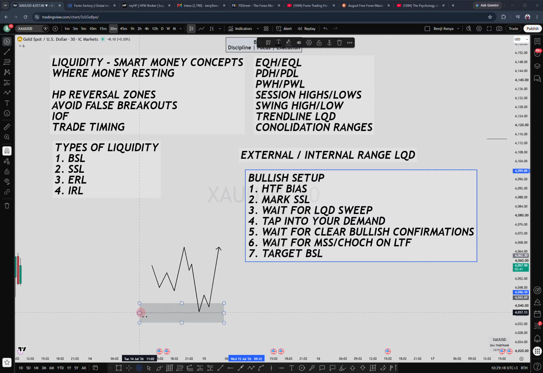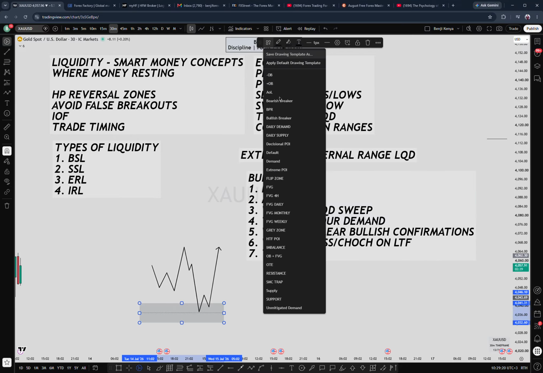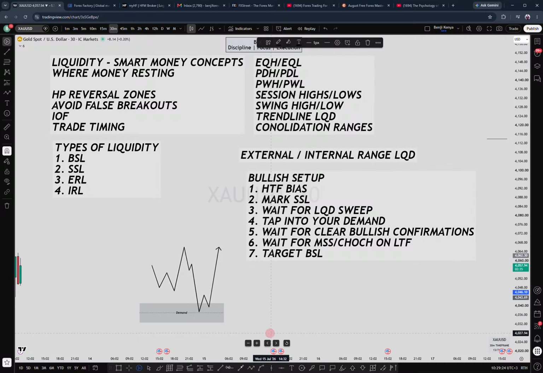So this is our demand. The market takes out sell side liquidity from this level. So this was our sell side liquidity that is actually here. This looks more like equal lows just before, so it can also be more like inducement.